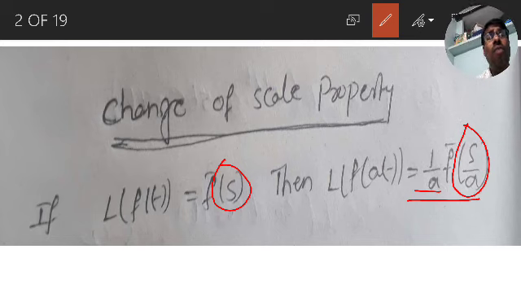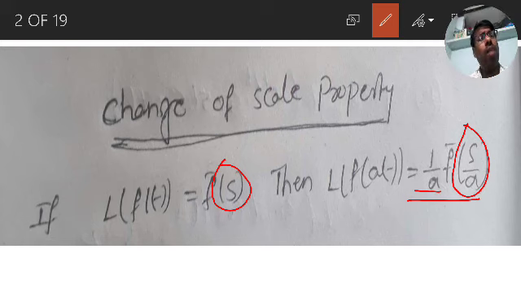If L of f of t is equal to f bar of s, then L of f of a t is 1 by a into f bar of s by a. So this is the property, change of scale property. Let us go to the problems.